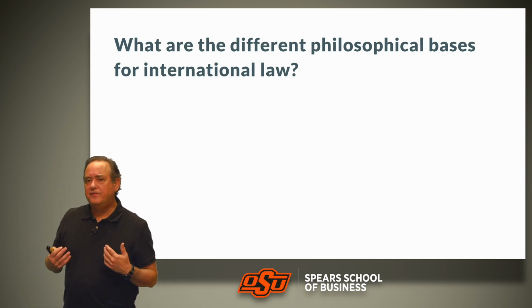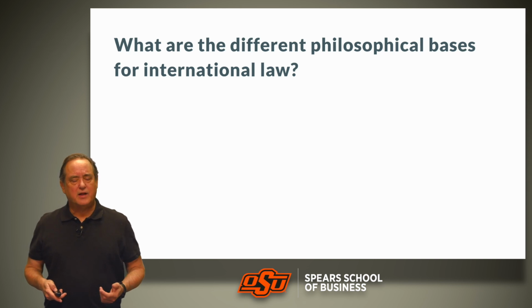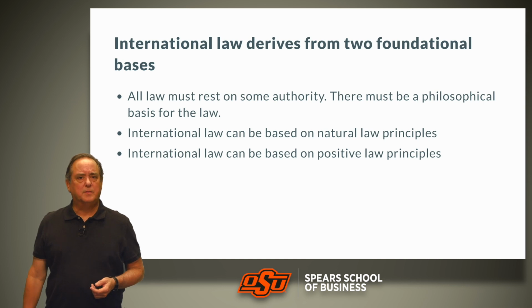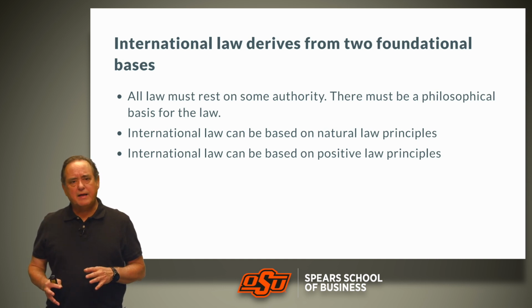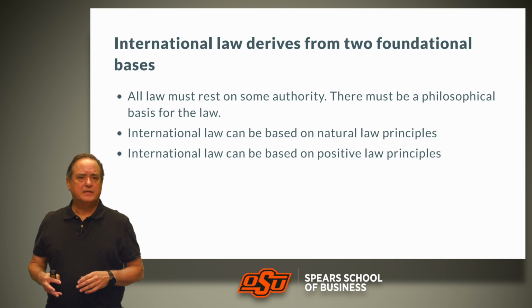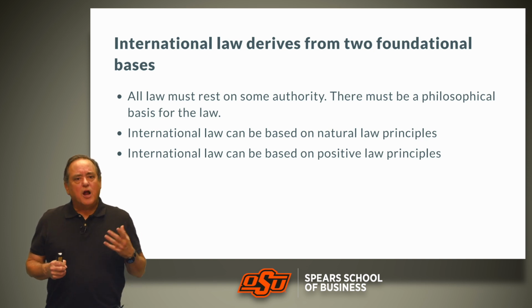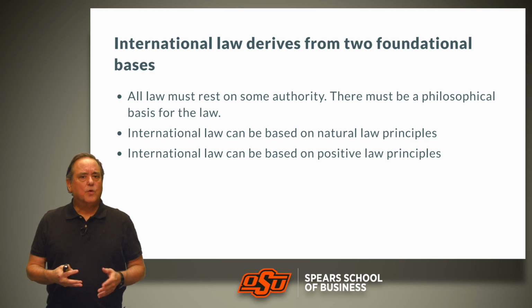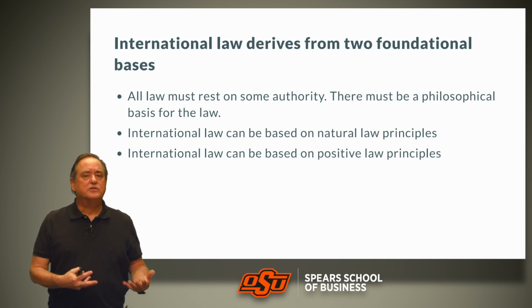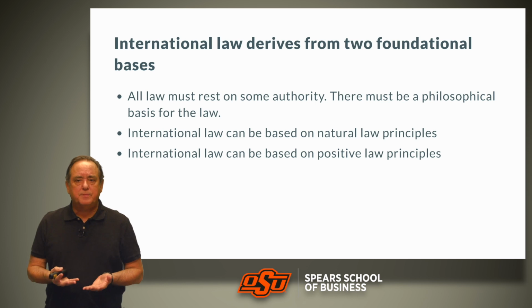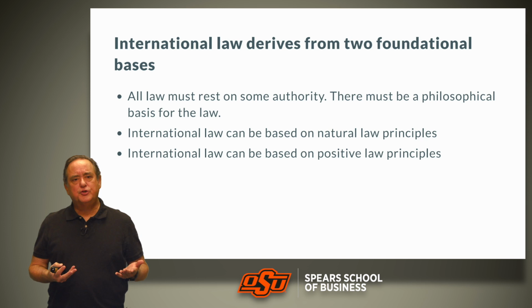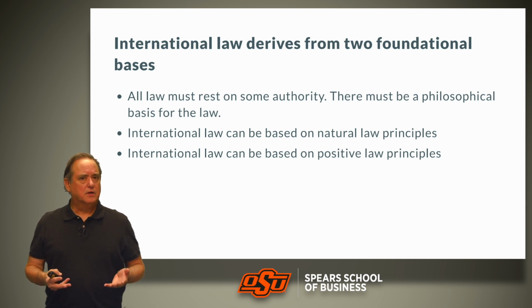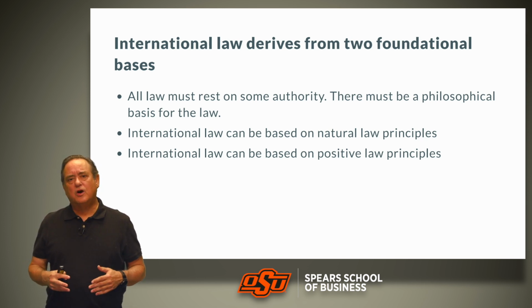What are the different philosophical bases for international law? Where did the idea of international law come from? Well, international law derives from two foundational bases. We start with this idea that all law, for it to exist, must rest on some authority, meaning there has to be a basis for the law. And when it comes to international law, we derive international law from two foundational bases.